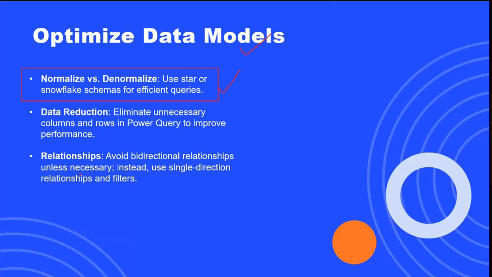And try to eliminate unnecessary columns or rows, and wherever possible, mostly try to avoid the bidirectional relationships. Those who are not aware, you can try to go through that. Try to avoid the bidirectional relationship because it will try to evaluate each and every row and cause more performance issues, right? So the first thing you need to do is optimize the data model, because data models are the heart and soul of your model, right?